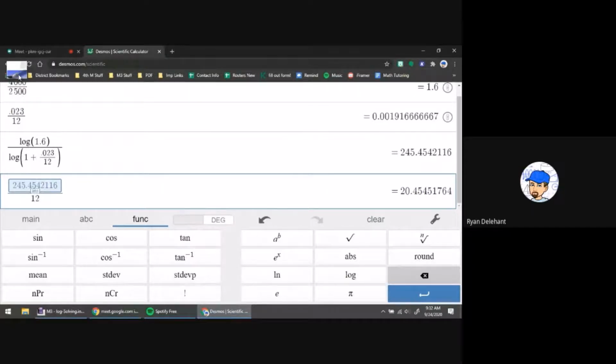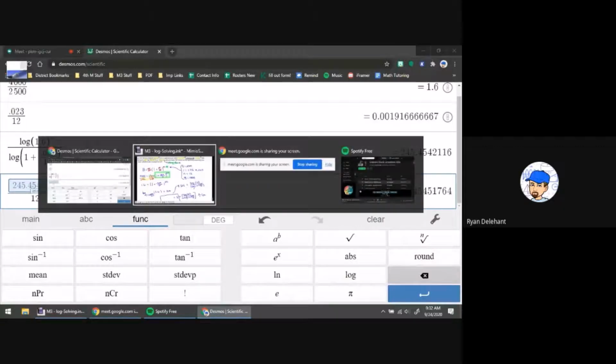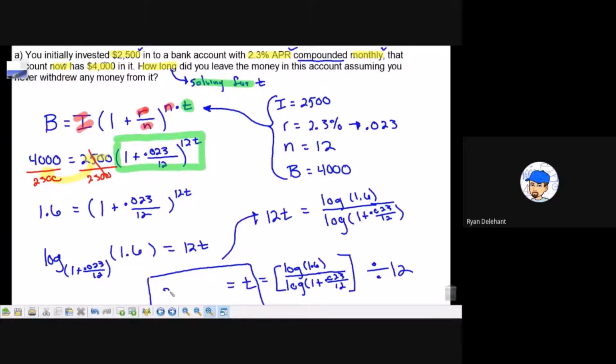And this is where we want to round to 2 places, okay? Use the calculator and the technology to aid you in the calculation and preserving accuracy. So 20.45, because that's after it's a 4. So if we come back to our screen and write down our answer, 20.45 is what we got out. And what is that? Those are years.